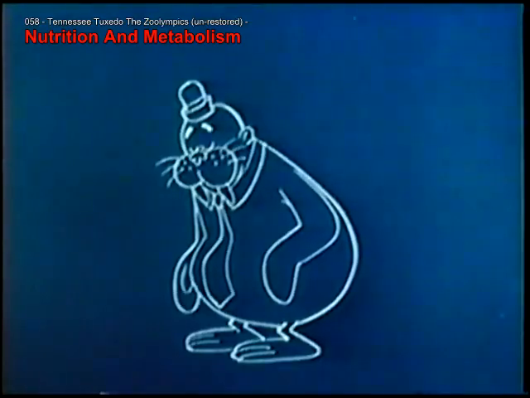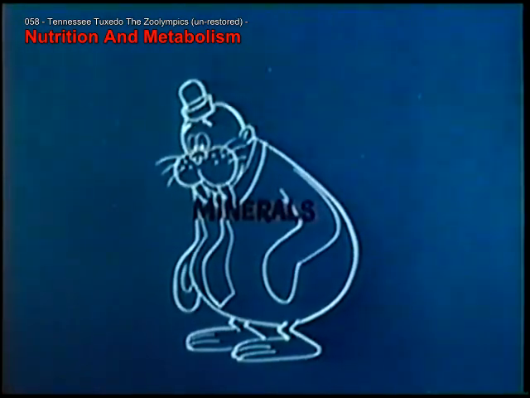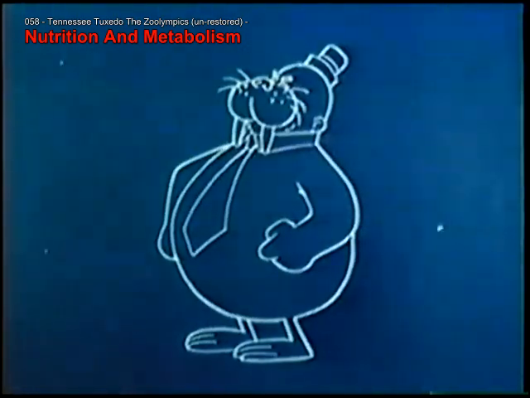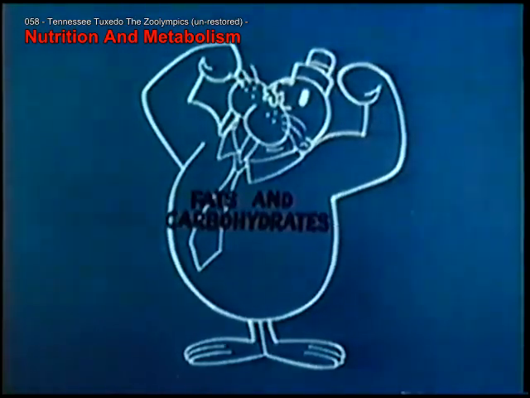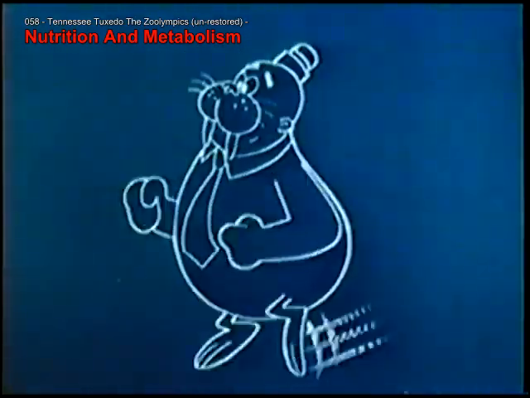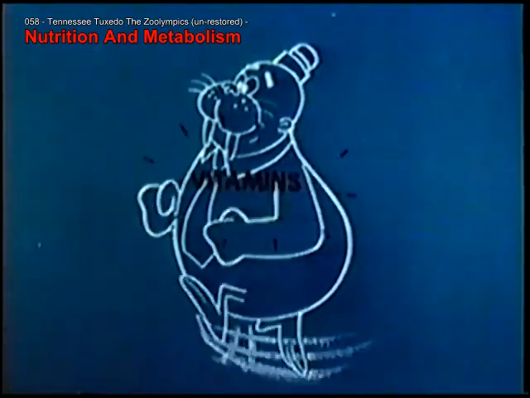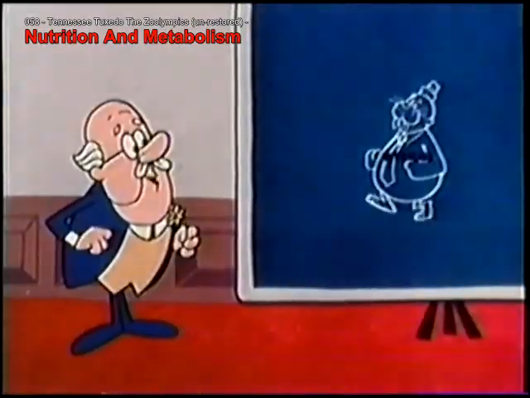Metabolism changes food into 5 basic elements. Minerals make the bones strong. Protein builds the muscles. Fats and carbohydrates give you energy. And vitamins keep everything running smoothly.